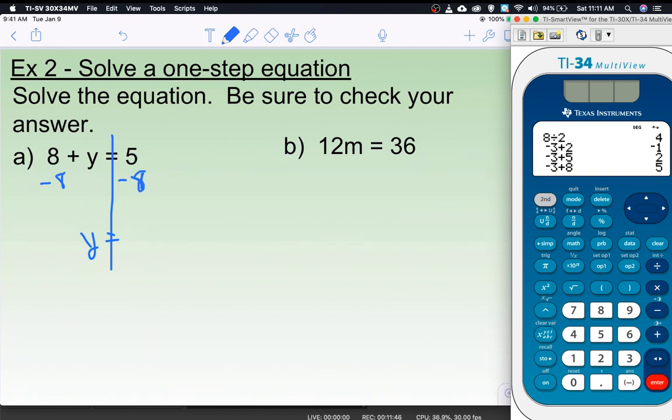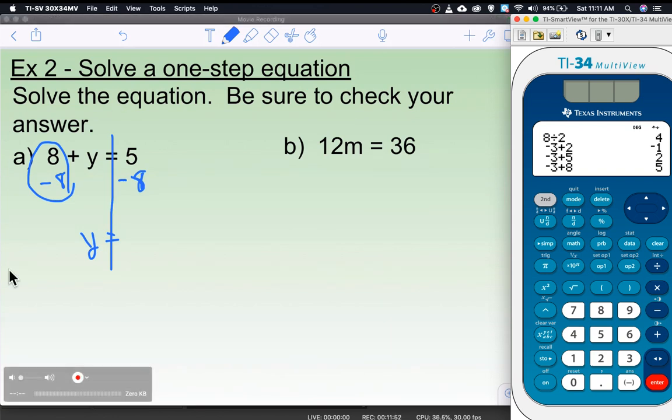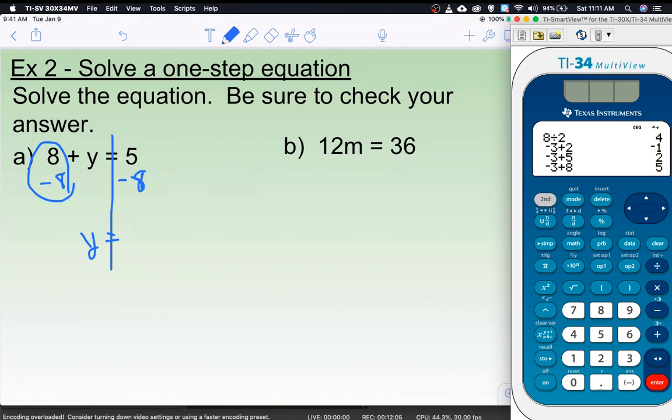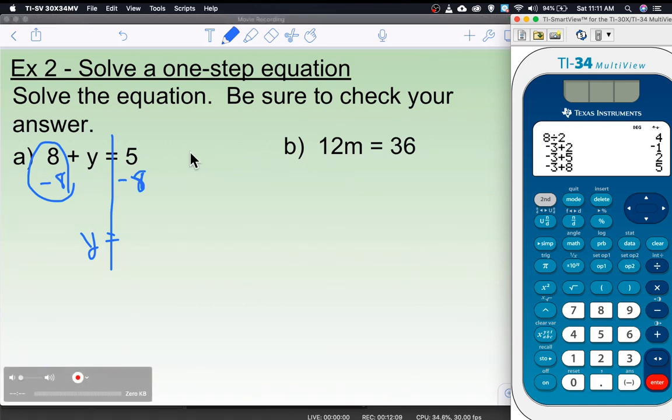Another way to think of this is I have a positive 8. And in order to make this positive 8 go to 0, in order to make no more 8s on the left side of the equation, we have to subtract 8. So 8 minus 8 is 0. My 8s are gone. They've canceled out. On the right side of the equation, when I subtract 8, I'm going to do this math. 5 minus 8 is negative 3.